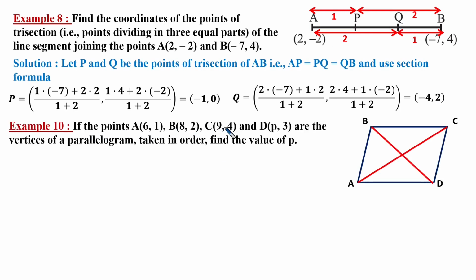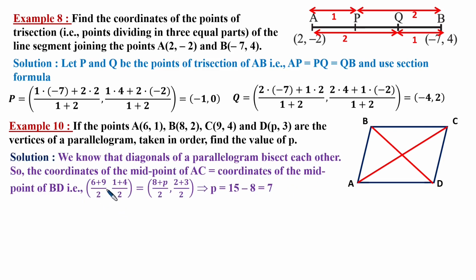Example 10. If points A, B, C and D, here P is not given, are the vertices of a parallelogram, then find the value of P. So I can find the value of P by using the fact that the diagonals bisect each other. Each line is dividing in the ratio of 1:1. This is also 1:1. So what I do is I equate the midpoints, and for each case M1 and M2 are equal to 1. For this also M1, M2 both are 1.